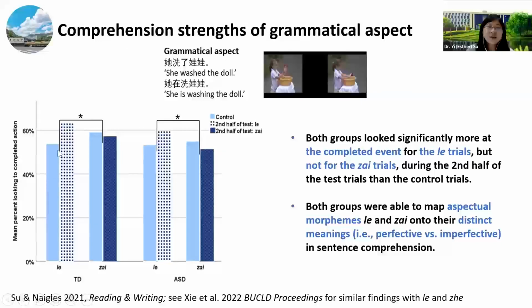So when they heard Le, they would look more at the completed events. But when they heard Zai, that is an imperfective marker, they wouldn't look away from the completed event. And similar data have been reported by my student Xie Qian in her BUCLD proceeding with the perfective marker Le and the durative marker Zhe.